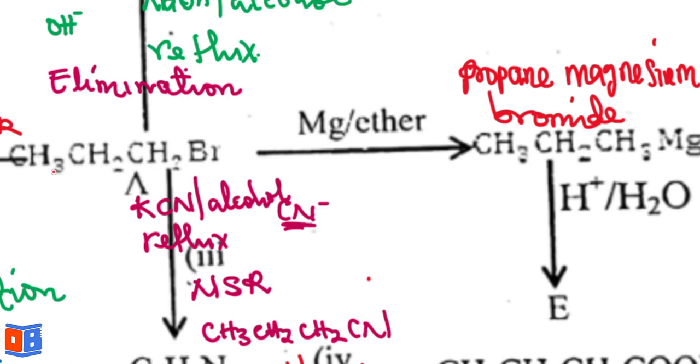Let's look at compound A, bromopropane, giving rise to propyl magnesium bromide. When we react magnesium with a haloalkane, we give rise to a Grignard reagent. So this reaction is Grignard formation. And the Grignard here is the propyl magnesium bromide. It is in anhydrous ether, giving rise to this species.